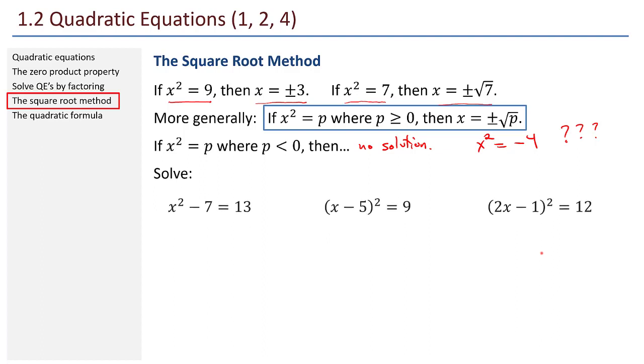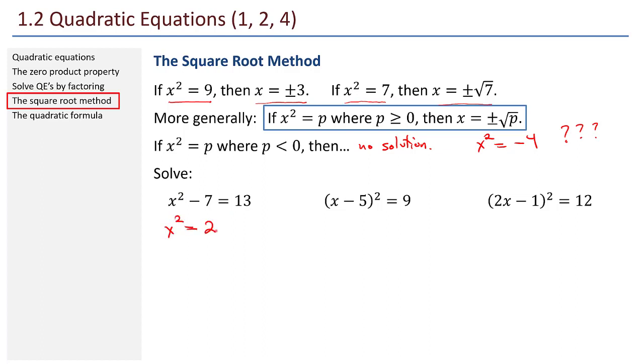Okay, solve this. I have 3 equations. Let's use the square root method to find their solutions. First case. Let's add 7 to both sides, right? Because I want to see x squared equals something. So x squared equals 20. And so x equals plus or minus the square root of 20.